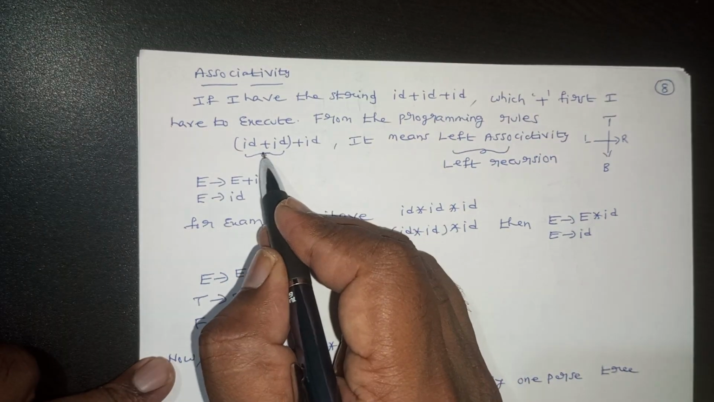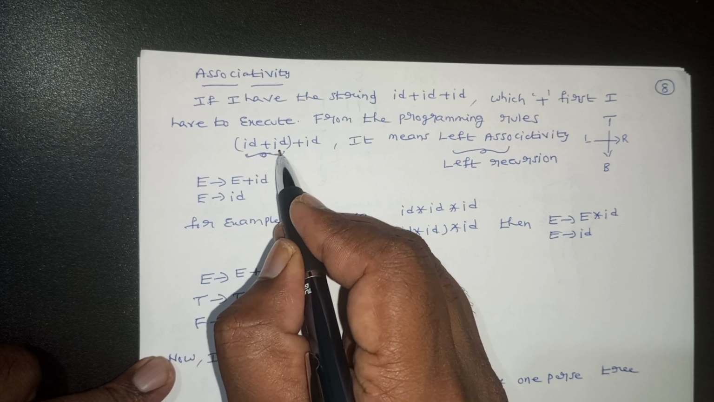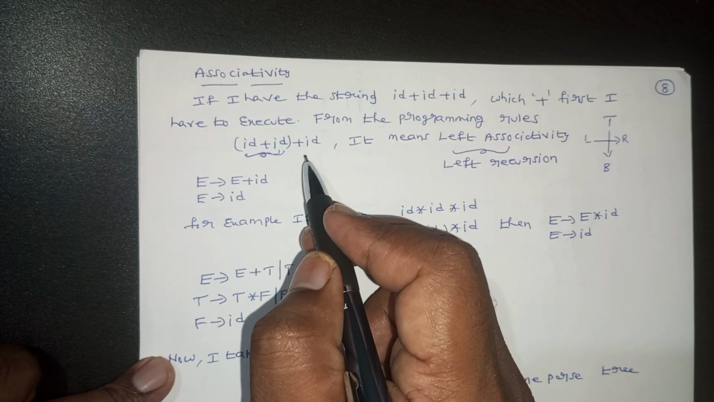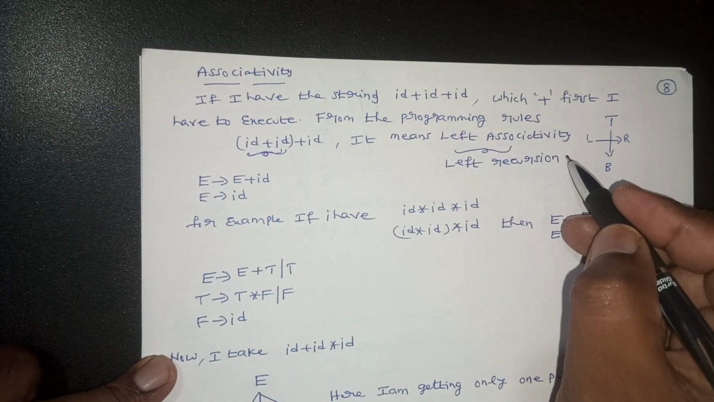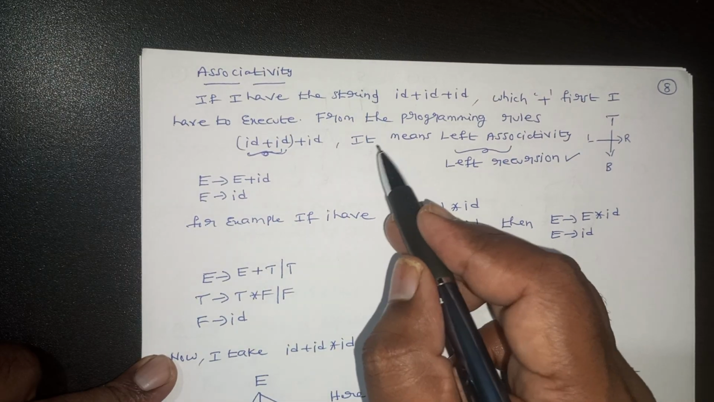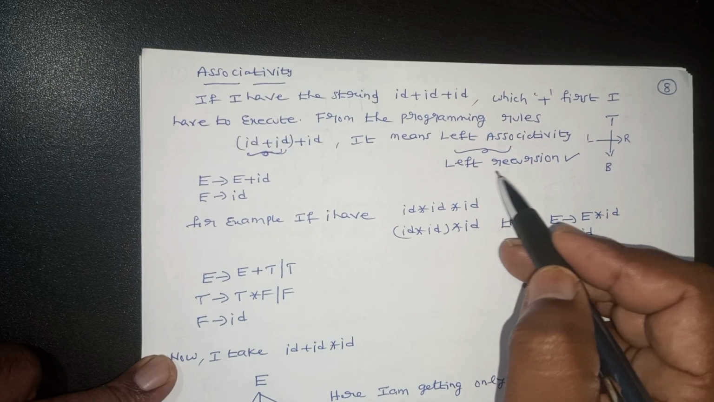So even though I have operators of the same priority, this one I have to execute first, which is called left associativity. It means left associativity leads to left recursion. I'll tell you later the concept of recursion, but I'll give some hint for that also. Left associativity leads to left recursion.